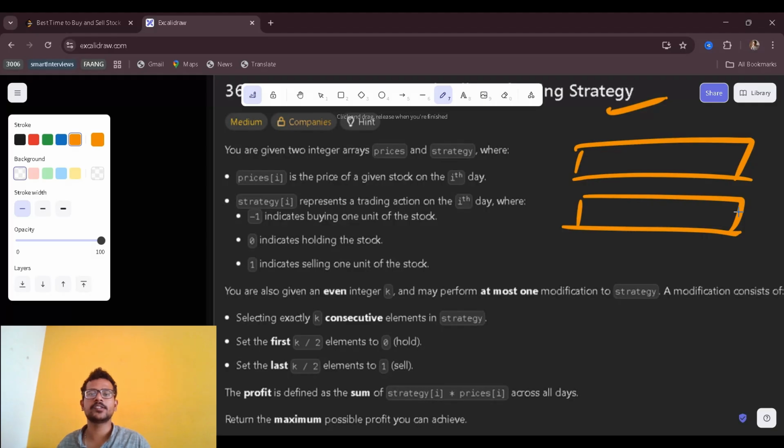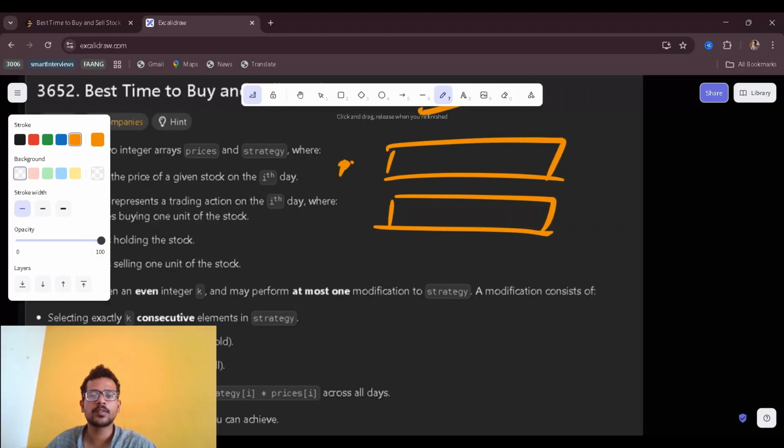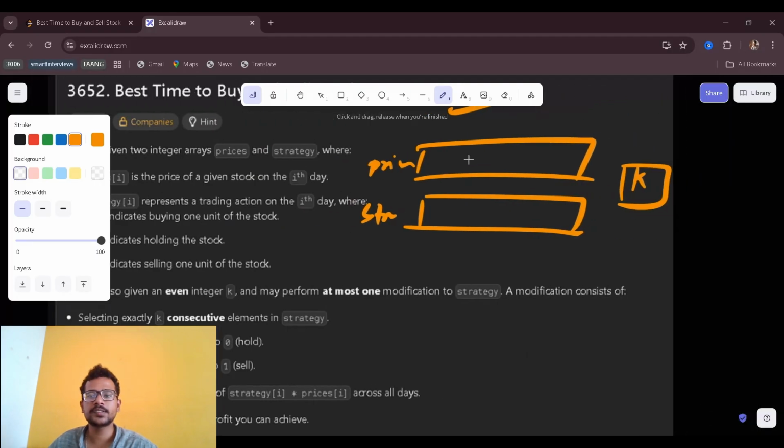So let me clearly explain what the description says. Here we are given the prices array and also the strategy array, and also a third thing, k. Now we need to select k consecutive elements, not from prices, instead from strategy.